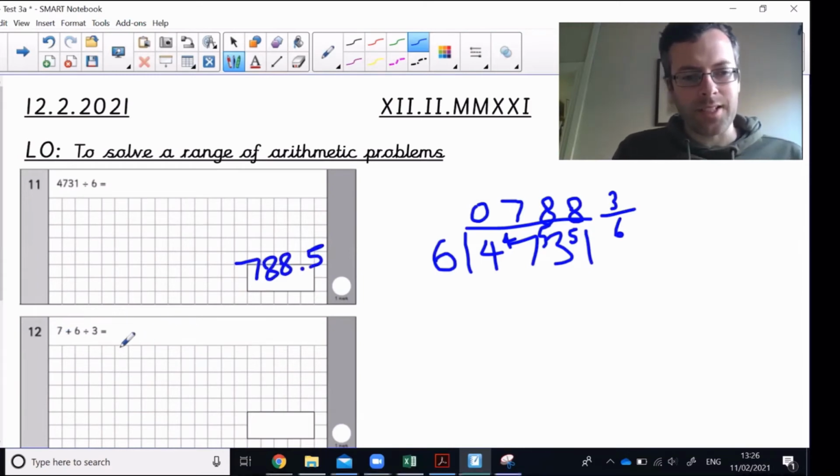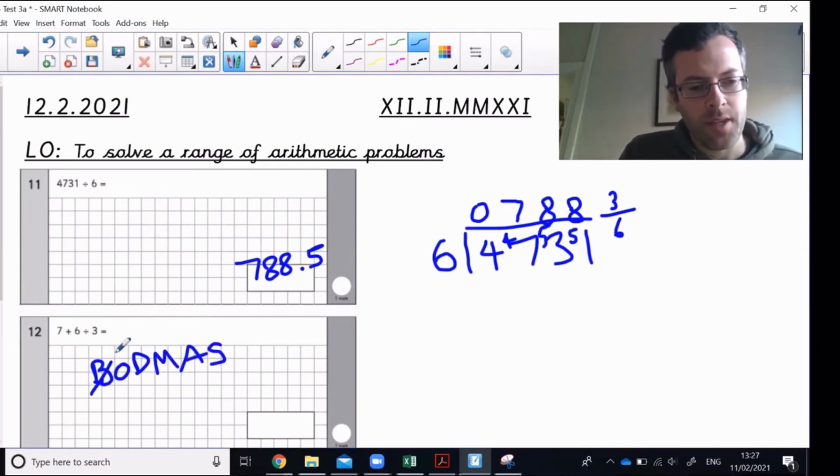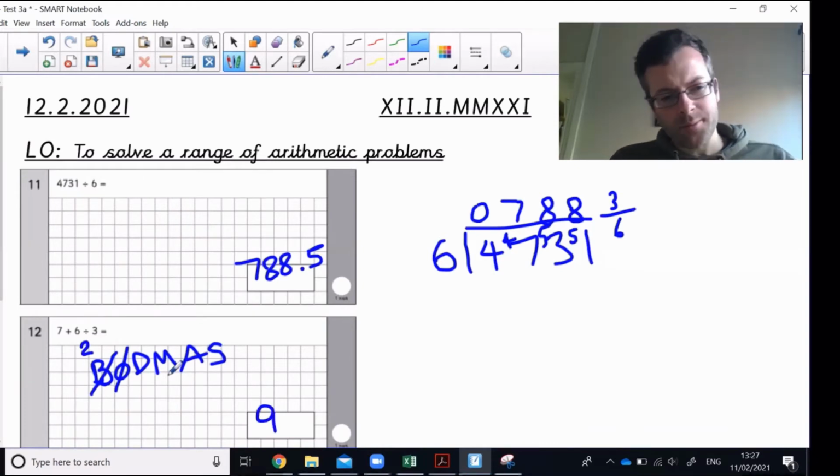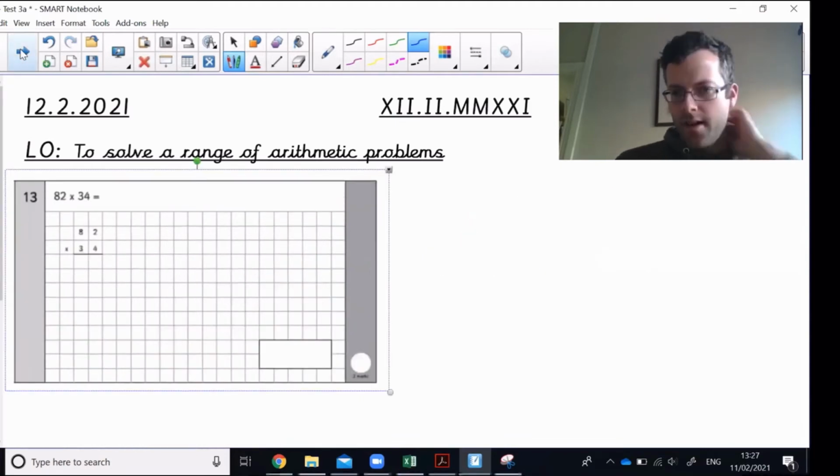7 add 6 divided by 3. Now I need to think of BODMAS if I see this, to make sure I do it in the right order. I've got no brackets, don't need to worry about that. I've got no orders like squares or cubes. But I have got a division, so I need to do that first. So I need to do the 6 divided by 3, which is going to be 2. Then I'm going to do 7 add 2, so my answer is 9. If you'd done that in the wrong order, you'd have ended up having to do 13 divided by 3 and getting something ugly.